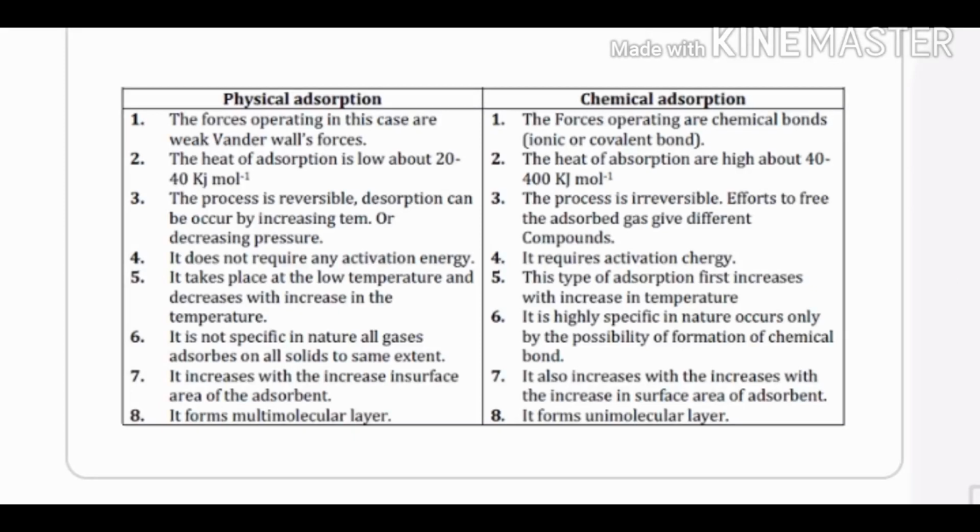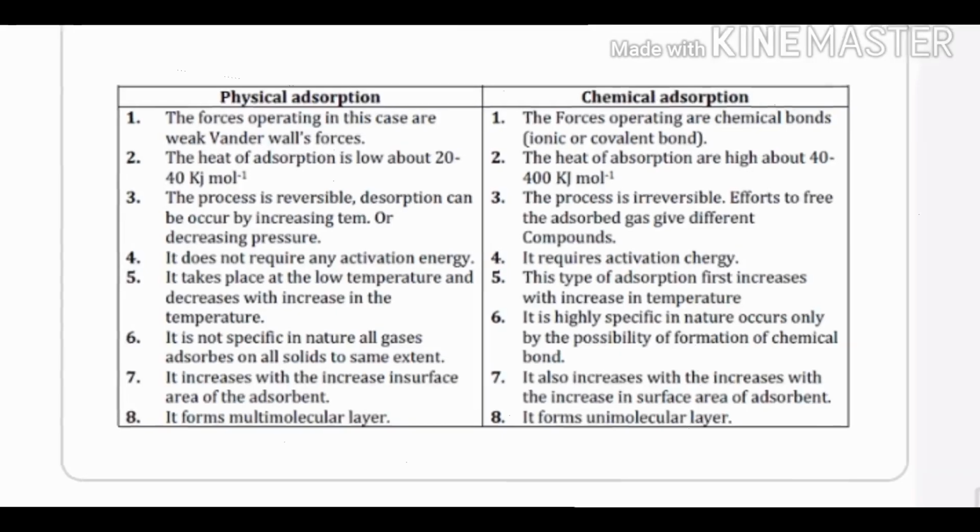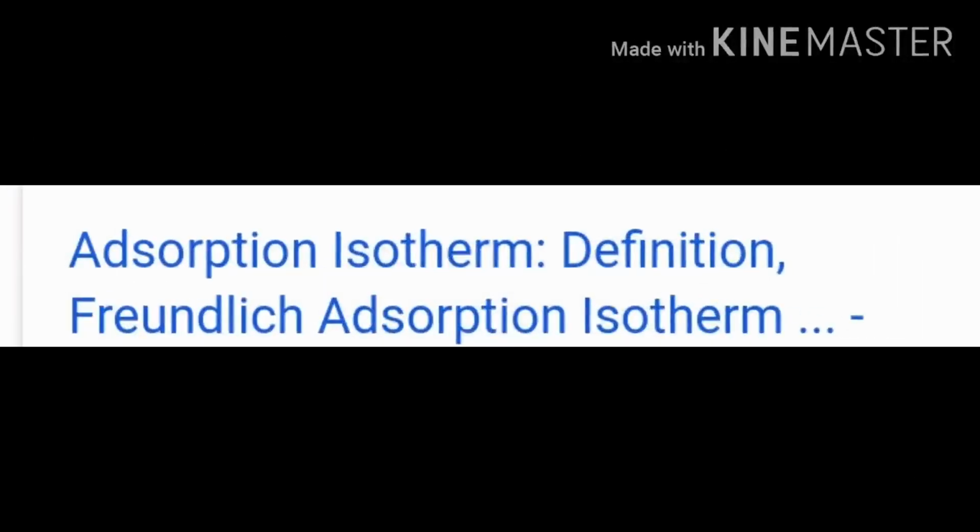Next, physical adsorption is not specific, whereas chemisorption is specific in nature. Physical adsorption forms a multimolecular layer, whereas chemisorption forms a unimolecular layer. Physical adsorption increases with increase in surface area of adsorbent, whereas chemisorption also increases with increase in surface area of adsorbent.